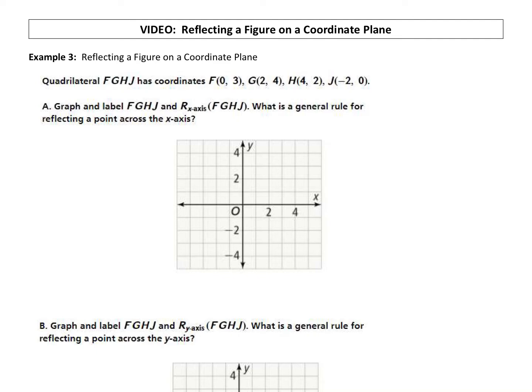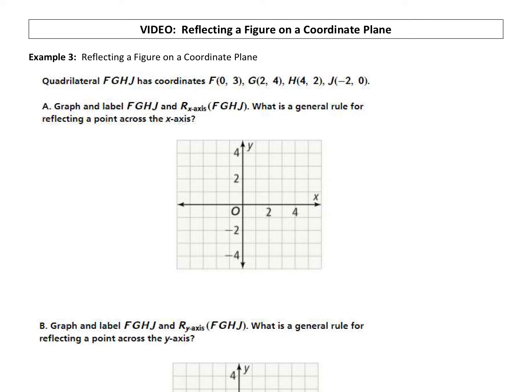All right, in this next example, we're going to reflect a figure on a coordinate plane. So our first example, we have quadrilateral FGHJ. They gave us the coordinates for points F, G, H, and J. So we're going to go ahead and plot those points in our coordinate plane and label those.